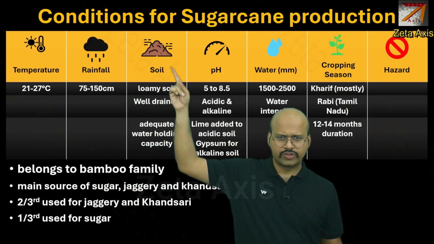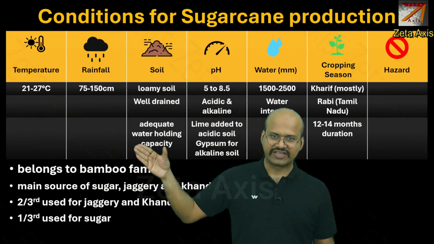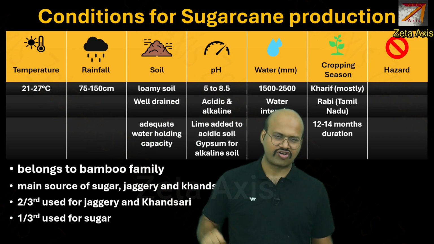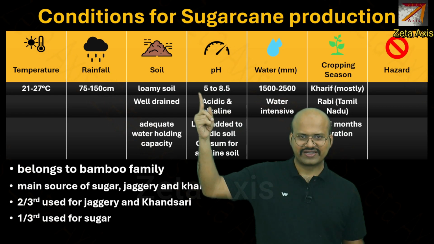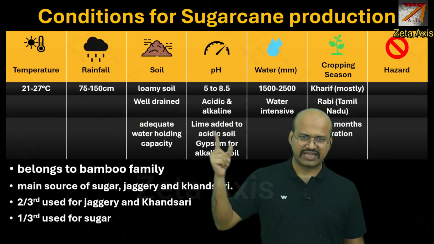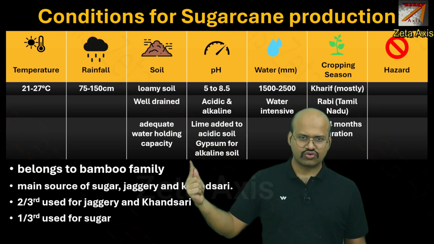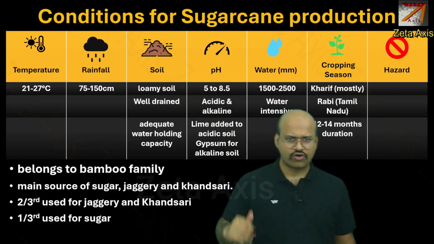The soil should be well drained. It likes some amount of water holding capacity, but waterlogging should not occur ideally. It likes both acidic and alkaline soil. You can see it ranges from 5 to 8.5. If the soil is too acidic, then lime can be added, and if the soil is too alkaline, then gypsum can be added. It is a water intensive crop.